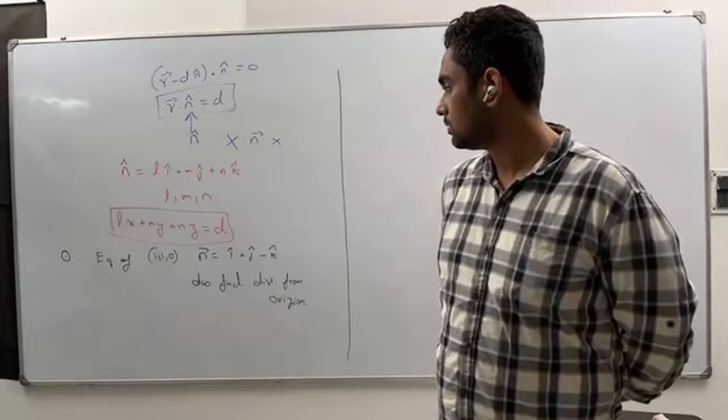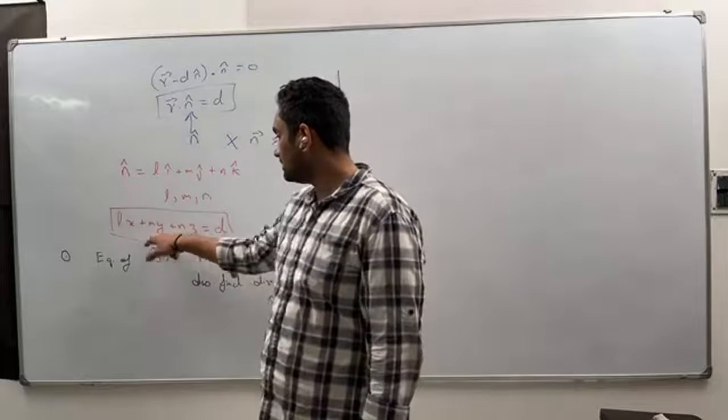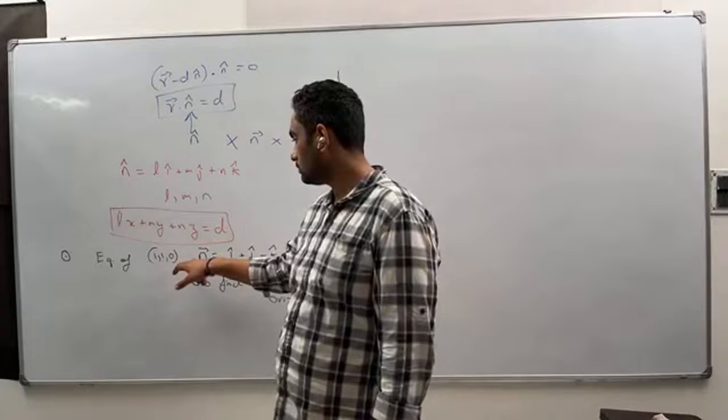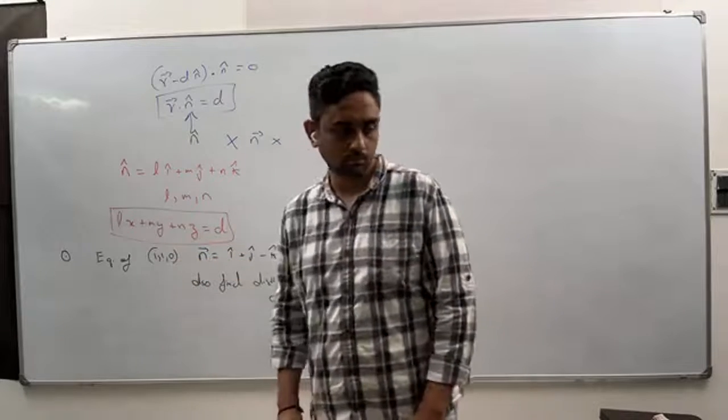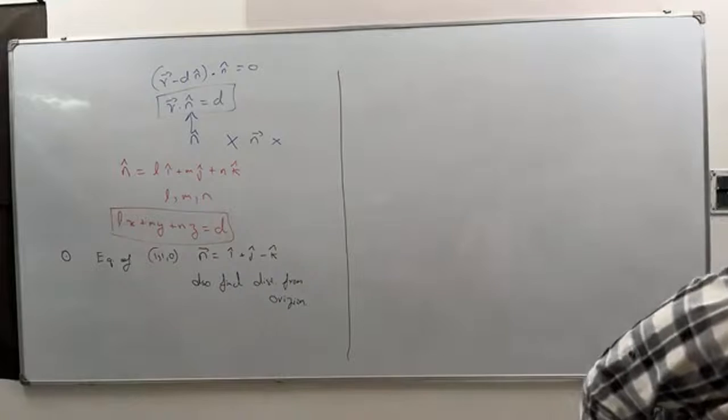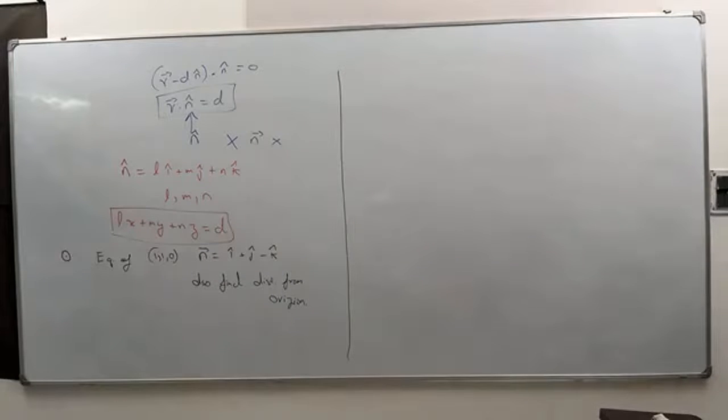D equal to lx, so 1 by root 3 into x is 1. Okay. No, but x, y, z are the coordinates of the point, right? The x, y, z will be given. l, m, n will be 1 by root 3. Okay, you are putting the values of x as 1 and this and this. Yeah, that is correct. Answer will be 1 by root 3. Then you are putting that value, then you are taking the dot.